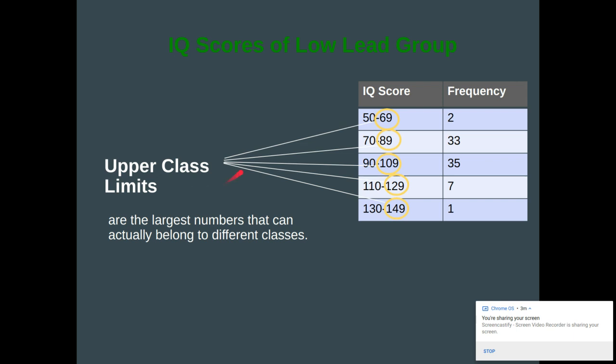The upper class limit is very similar. We can see those here, and that is simply the largest number that can actually belong to the different classes. Using this, we know there's one person who has a maximum IQ of 149. There's no one in this data set that has an IQ of 150, because that's not in this group here. So upper class limit and lower class limit are what define our classes, or categories, or groupings, and those are really easy to calculate. We're going to talk about how to figure those out in a little bit when we talk about how to create this chart.